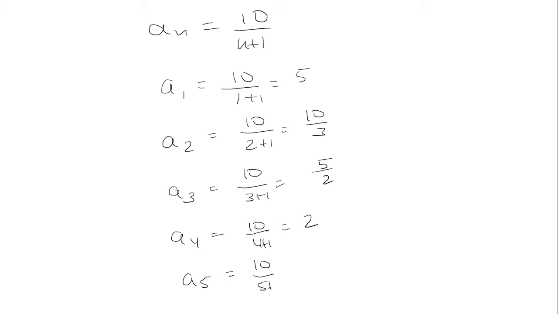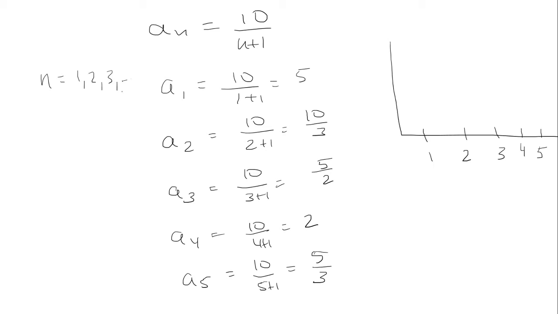Now, in order to graph this, we know that a sub n takes in values of n that are 1, 2, 3, etc. So this is a discrete graph. It's not going to be continuous, so we're not going to be connecting the dots. And for the y values, what we should do is go up by 1.